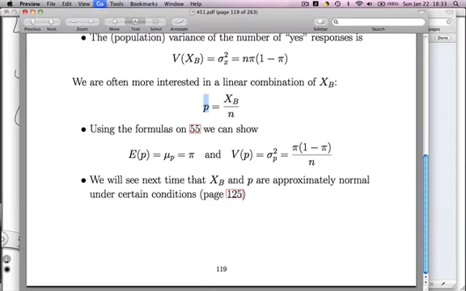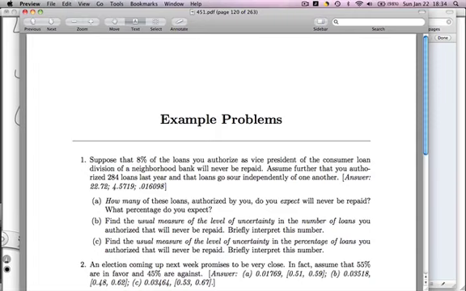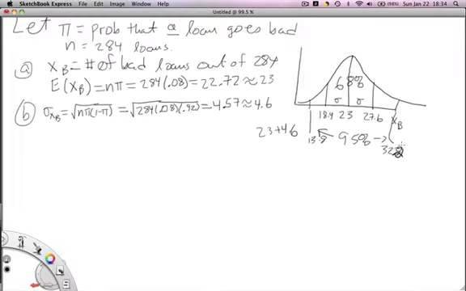Let's go back to the course packet and read the last part. The last part says find the usual level of the measure of the level of uncertainty. Translate that into English, that means they're looking for the standard deviation in the percentage of loans. Now the percentage of loans is very important because that's telling us we're talking about a P rather than an XB. So I'm going to go over here and let's write part C. P is going to be XB over N, as it always is, which is the percent of bad loans.